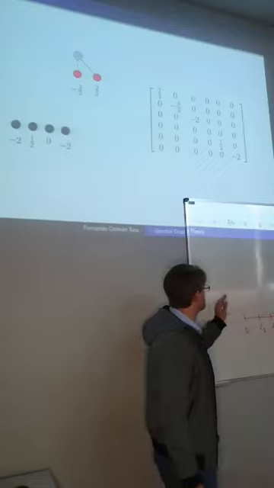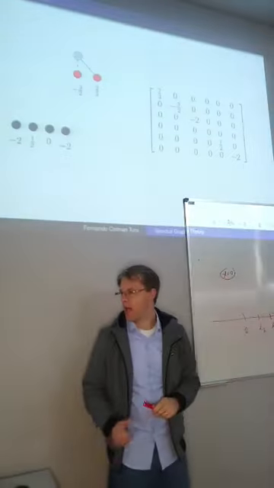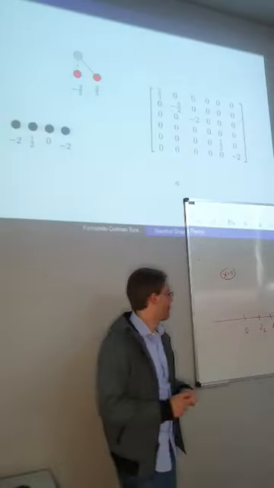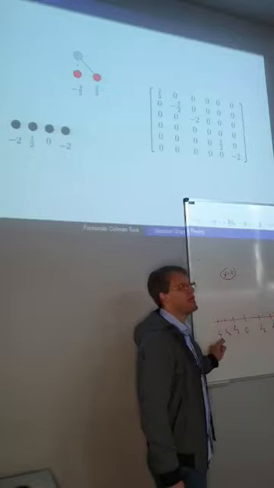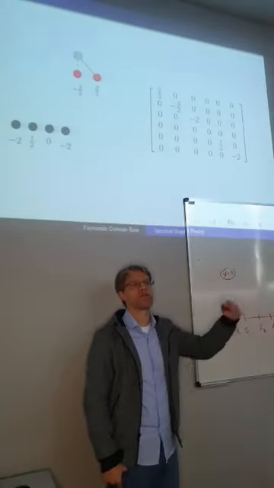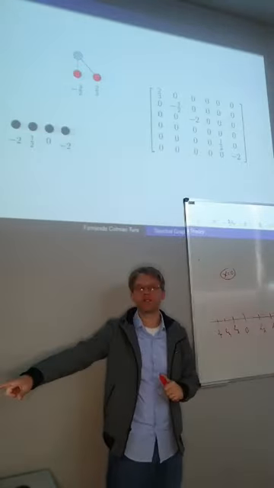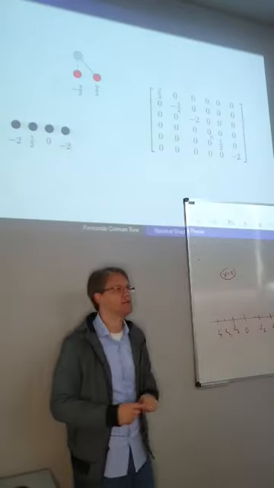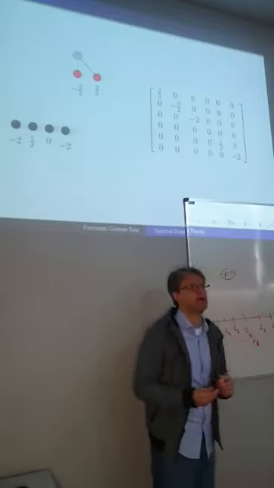Why? Because I start with x equals 0. And how many negative values do I have? 3. That means I have 3, 4, 5. I have 3 negative eigenvalues because I have 3 negative entries. But I have a 0 on the diagonal. That means 0 is an eigenvalue.